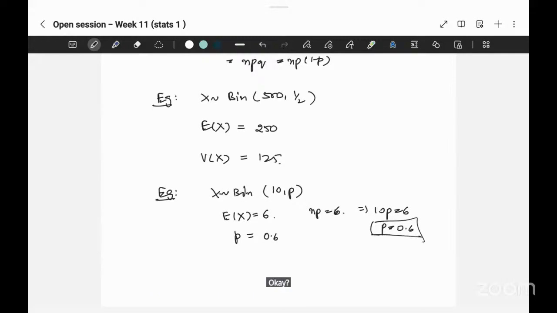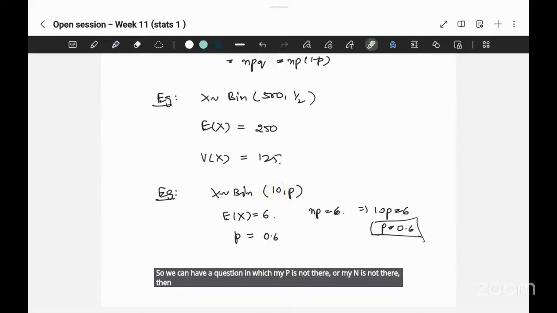So we can have a question in which my p is not given or my n is not given. Then you have to calculate the value of n or the value of p. So you should know the formula: what is my variance, what is my expectation, and equate those equations and solve the questions.